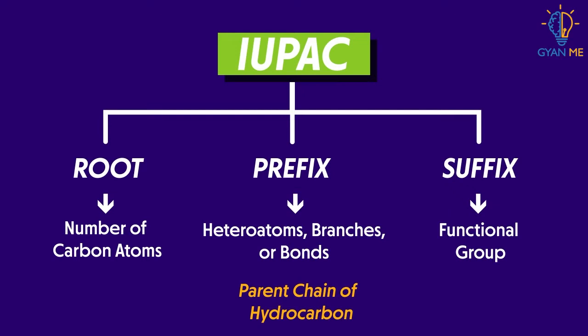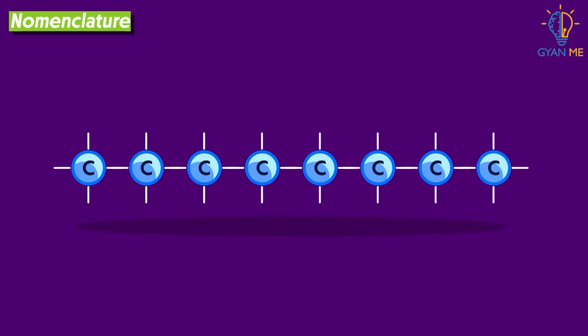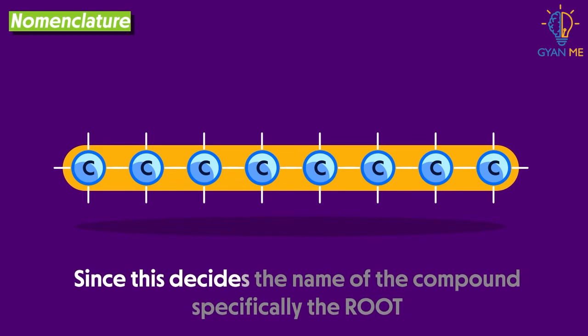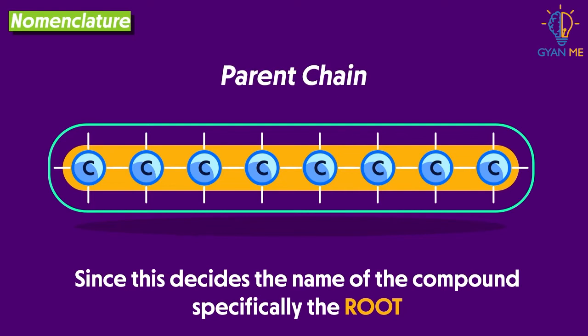But wait, all throughout the discussion, we have been talking about the parent chain. So isn't it the most important part of naming the compound? Yes, it is, because the first thing while naming is to look for the chain having the highest number of carbon atoms. Since this decides the name of the compound, specifically the root that will be there in the name of the compound. And this will become the parent chain of that hydrocarbon compound.